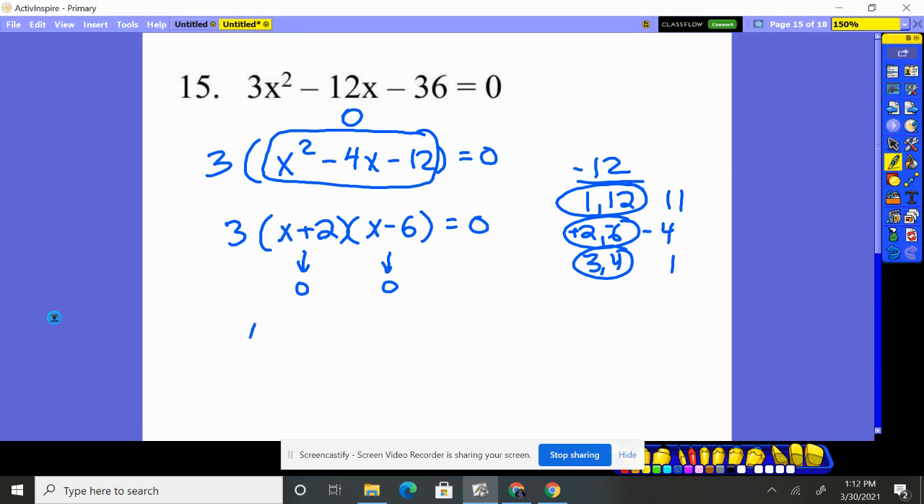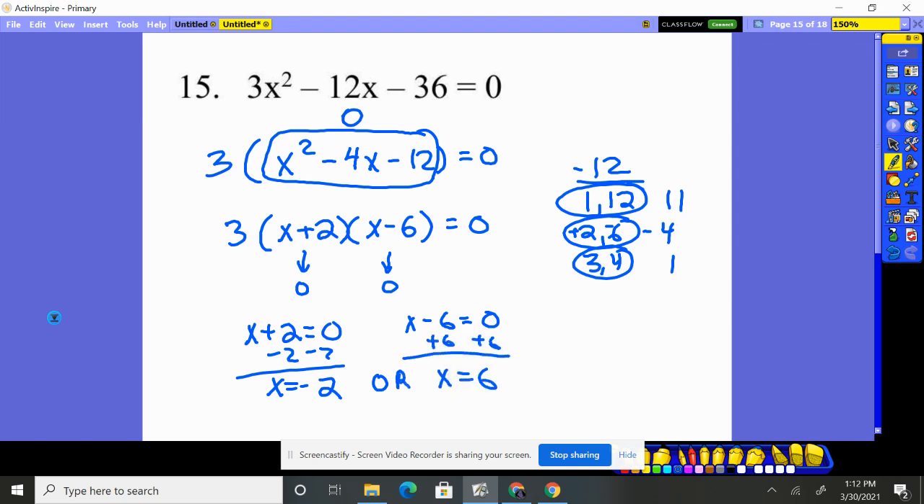One or the other. So let's figure out what would create this to be 0 and what would create this to be 0. Well, if I subtract 2, if x is negative 2, that piece would be 0. Or my other option is this one. If it comes out to be a 6, that would create a 0. There you have 15.